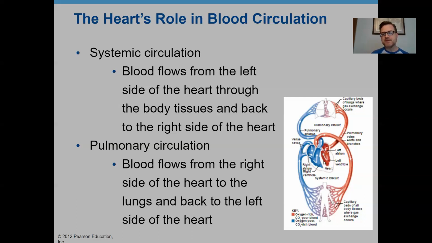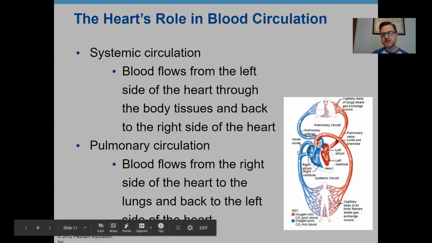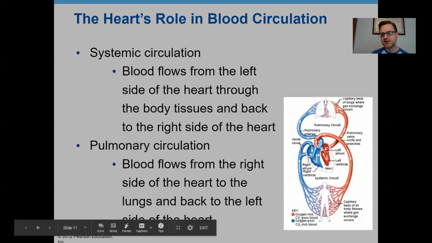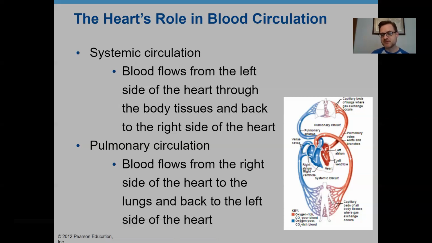The left side is the systemic circuit, which is pumping blood throughout your body to nourish your tissues. We color that blood red because red blood in textbooks means it has oxygen. The right side, we color it blue. This is the notation that we use in diagrams, to color blood that's deoxygenated as blue, but it's the right side of your heart that pumps blood to your lungs. Then it goes back to the left side to pump to your body.